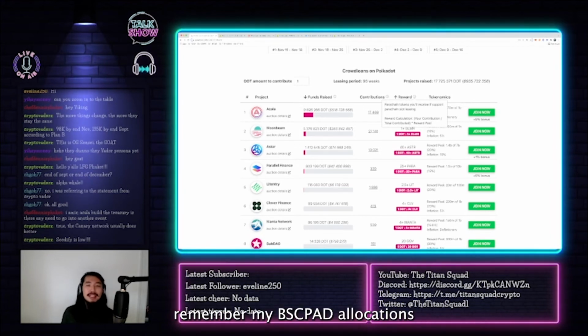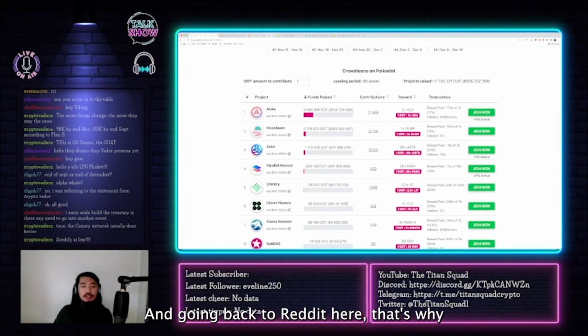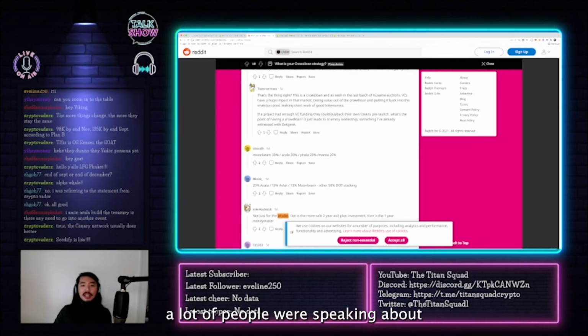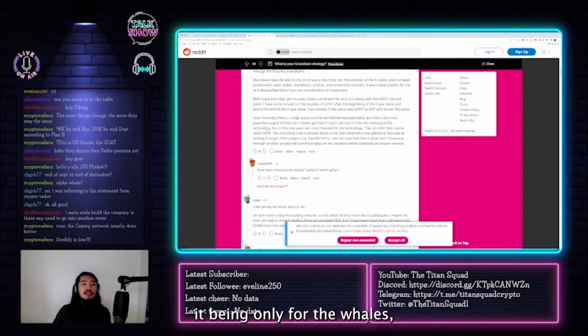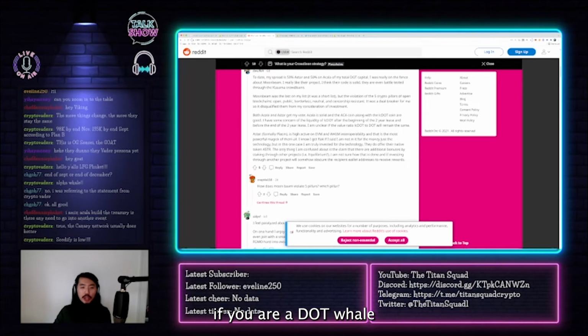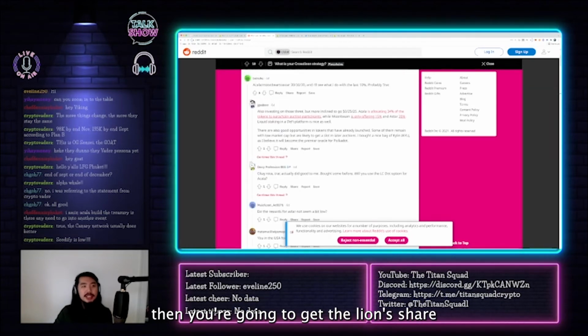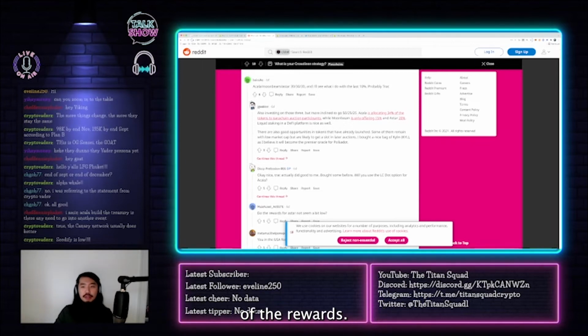And I remember my BSC Pad allocations were like $5. This is exactly the same thing that's happening with DOT, right? And again, going back to Reddit here, that's why I think a lot of people were speaking about it being only for the whales, because obviously if you are a DOT whale and you can dump a lot of DOT in there, then you're going to get the lion's share of the rewards, right?